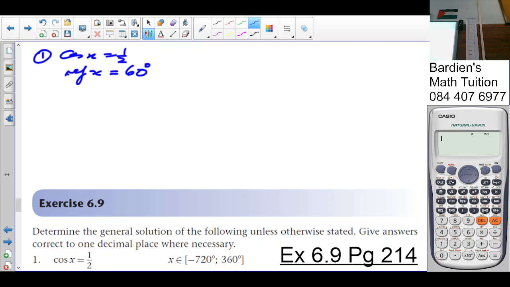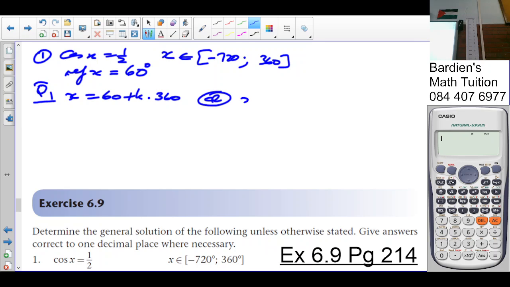So the question we should ask ourselves, in which quadrant is cos positive? Not so? So in which quadrant is cos positive? Quadrant 1 and 4. So how do we get in quadrant 1? It's just the angle. So x equal to 60 plus k times 360. Or x is equal to, in quadrant 4, 360 minus 60 plus k times 360. So that's going to give us 300 plus k times 360, where k is an element of integers.